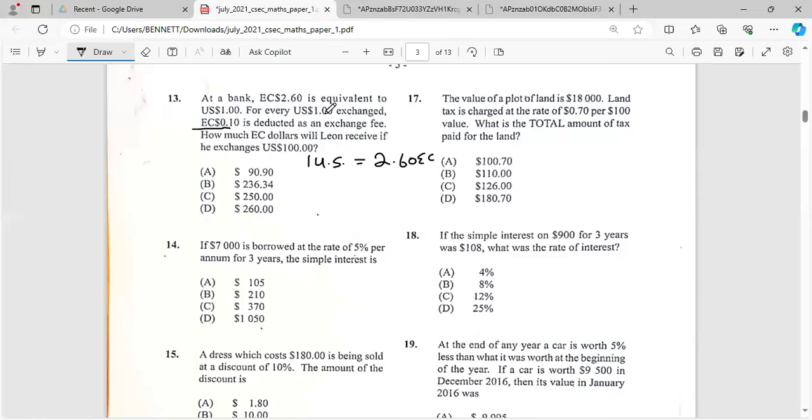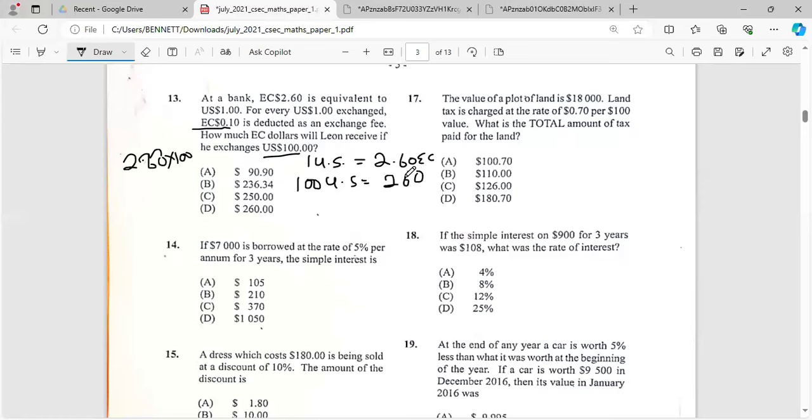Now, for every $1 US exchanged, EC 10 cents is deducted as an exchange fee. How much EC dollars will Leon receive if he exchanges US $100? So basically, a US $100 amount. I could first convert the US 100 to EC. To do that, we multiply the $2.60 times 100, which works out to $260.